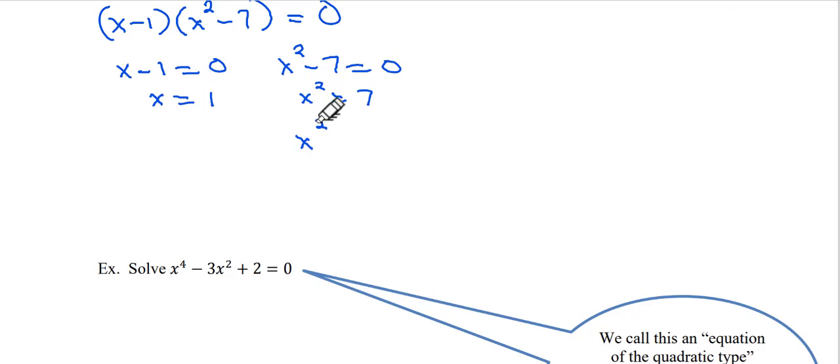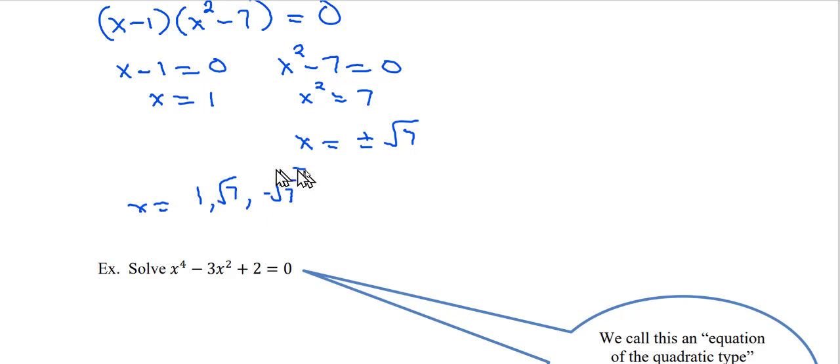Oopsie. So then when I use my square root property, I get plus or minus the square root of 7. Again, that is purely coincidence. I did not mean to have the same solution here as on the previous example.